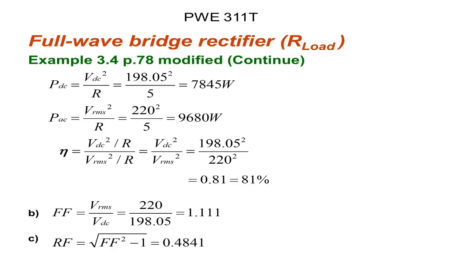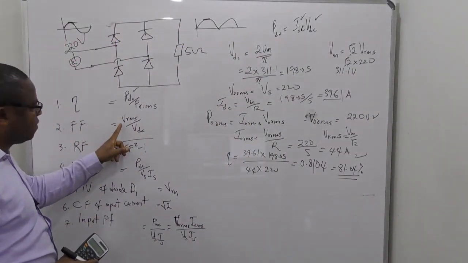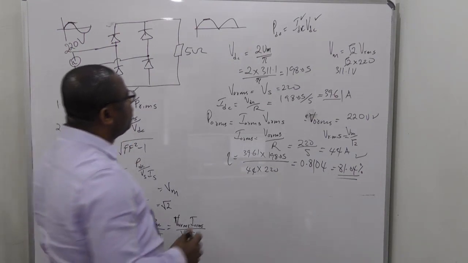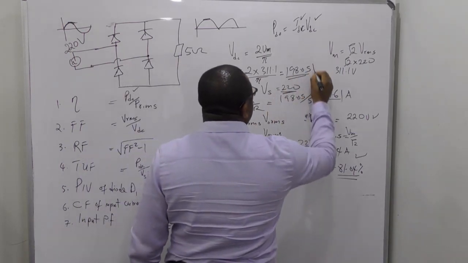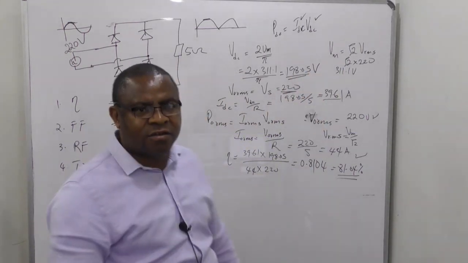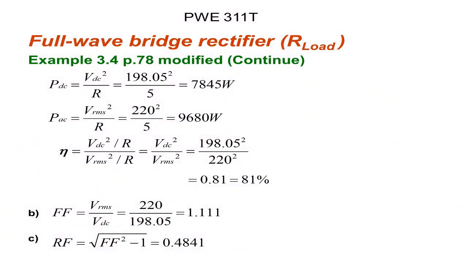So you get 81%. The next is to calculate the form factor, VRMS divided by VDC. We have our VRMS as 220 and our VDC as 198. So when you divide that, you will get 1.11. Then you can also calculate the ripple factor. Ripple factor is form factor squared minus 1, so you will get 0.4841.